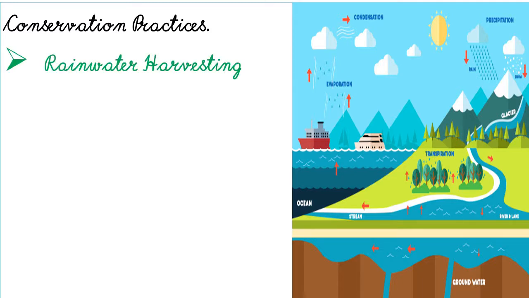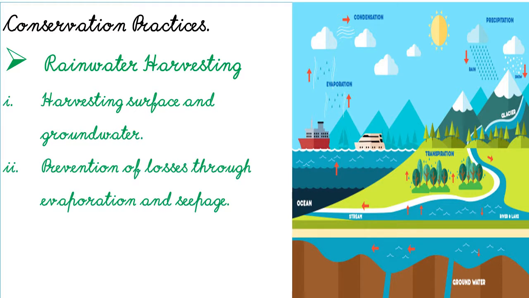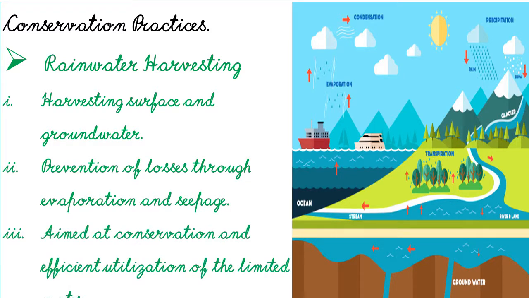Rainwater harvesting is collecting and storing rainwater, which includes activities aimed at harvesting surface and groundwater, prevention of losses through evaporation and seepage, and all other hydraulic studies and engineering interventions aimed at conservation and effective utilization of limited water endowment of an area such as a watershed. Watershed management refers to efficient management and conservation of both the surface and groundwater resources.